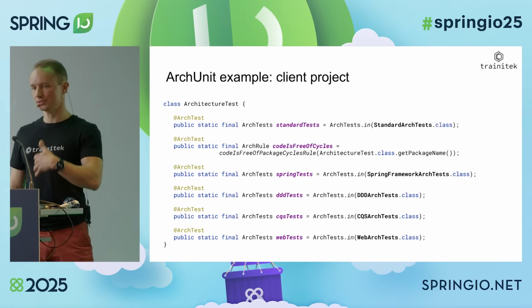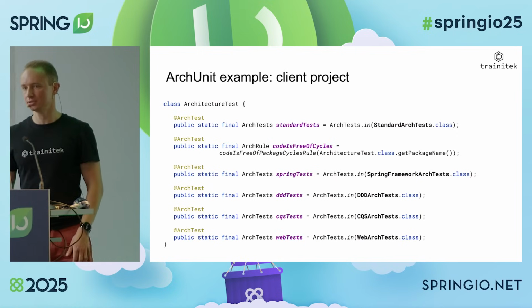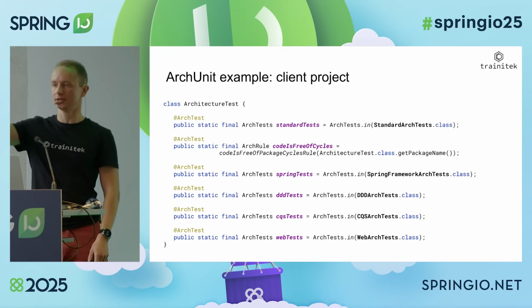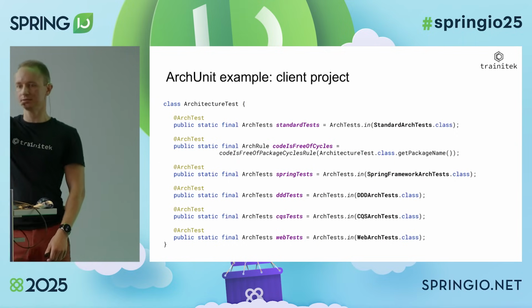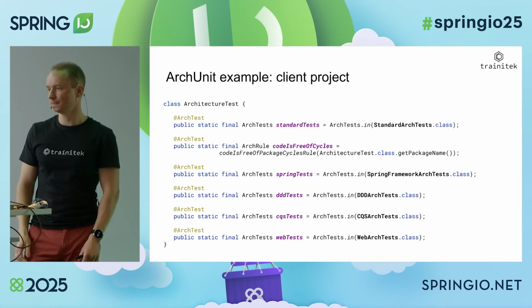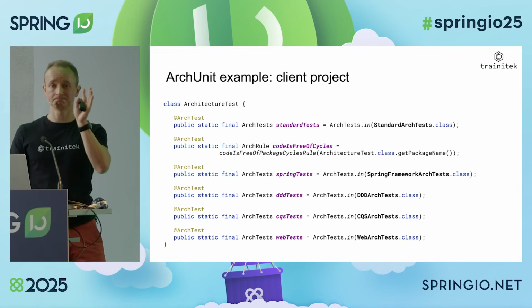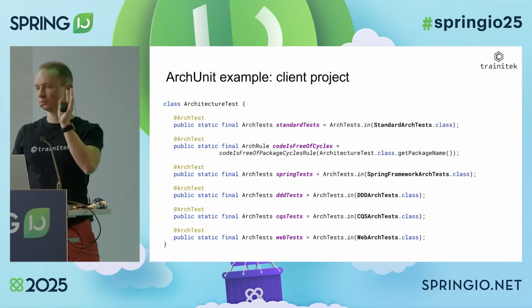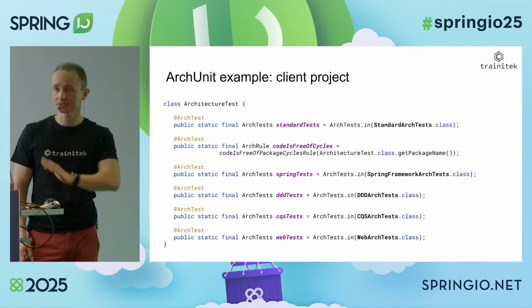And how do we use this ArchUnit? In the client project, we have just a simple architecture test, and we specify that you will comply with the standard test, code is free of cycles, Spring test, DDD test, and we have many of them. Each ArchUnit setup consists of 50 lines of code, 100 lines of code. Those are small classes, but they help a lot.